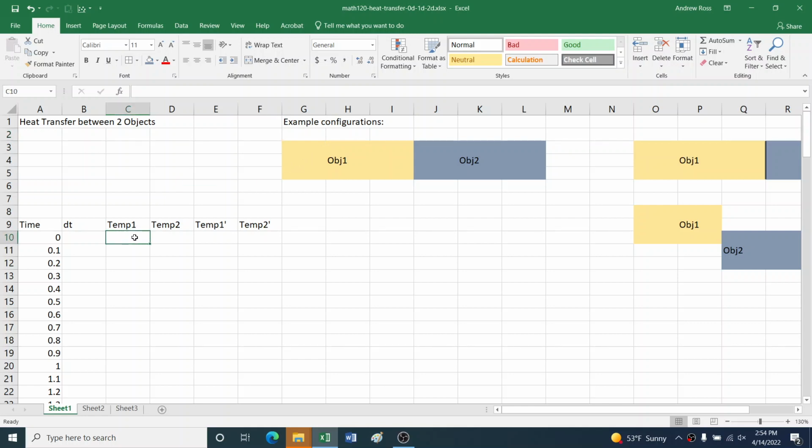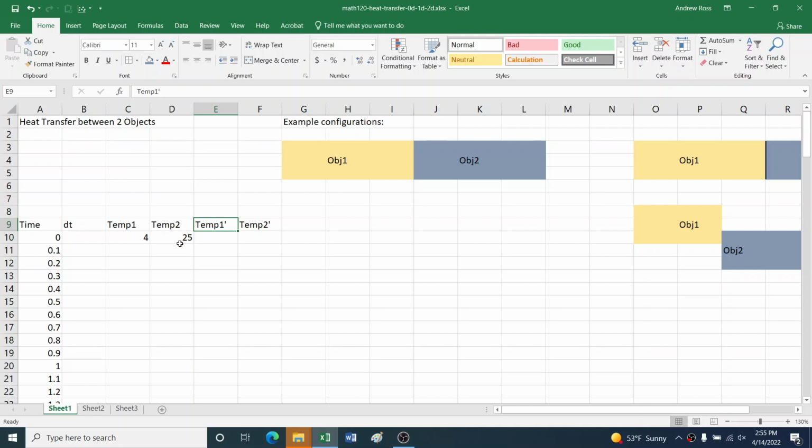So let's say one object starts at 4 degrees Celsius, kind of right out of the fridge, and the other object is at maybe 25 degrees Celsius, kind of a warm room temperature. And now we have to say, what's the rate of change of object 1's temperature? And then what's the rate of change of object 2's temperature? So take a second and think about how the rate of change of temperature should depend on the current temperatures.